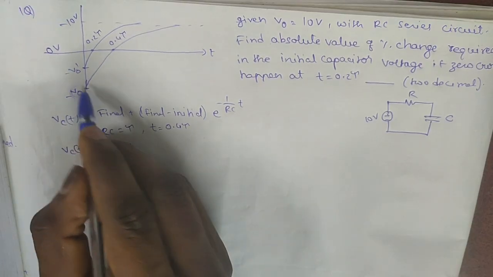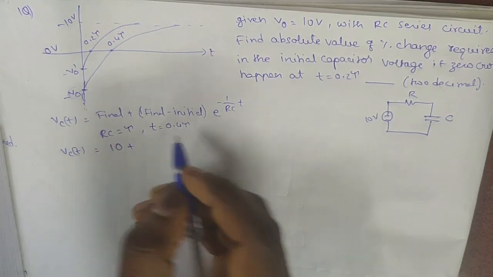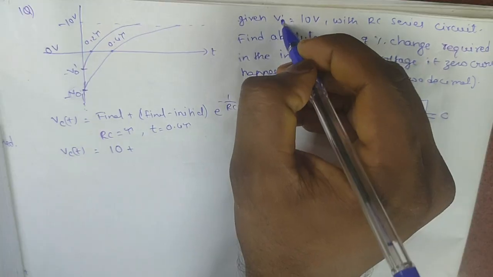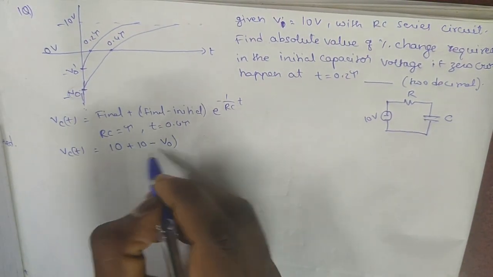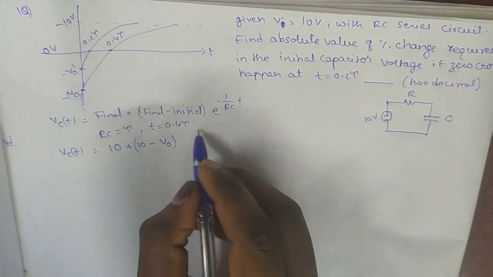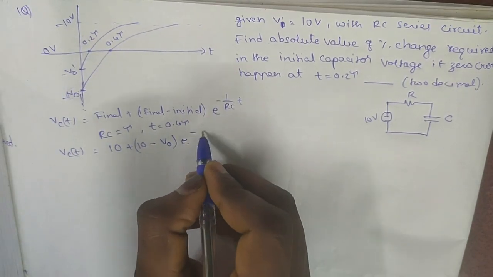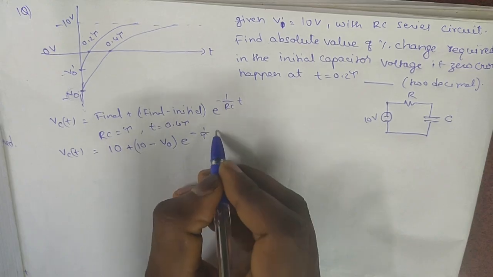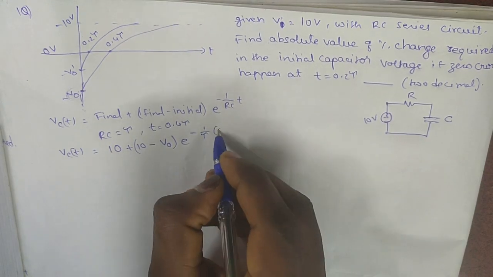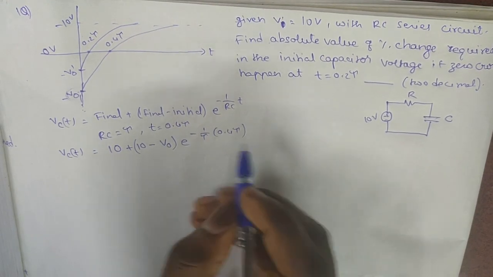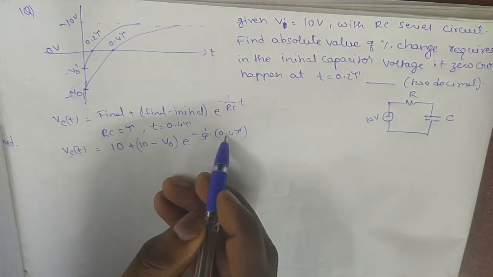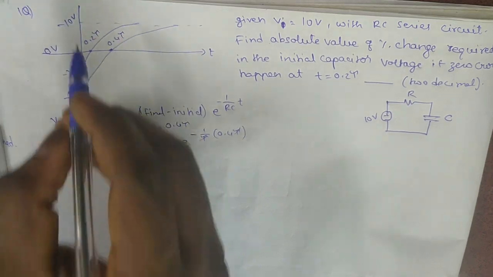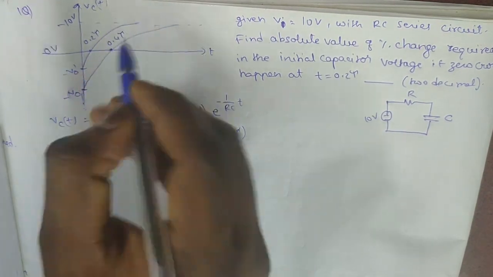Plus we don't know the V0 here. Sorry, this is input voltage. Final minus V0. V0 is the initial voltage across the capacitor, minus 1 by this RC is a tau, and we are applying at T equal to 0.4 tau. Tau gets cancelled out, and at 0.4 tau the value of Vc of t will be 0 only.